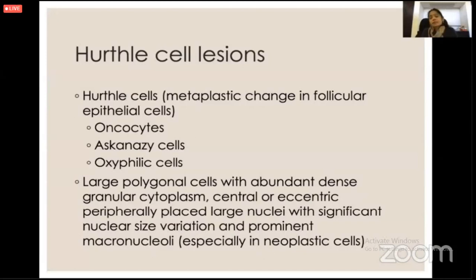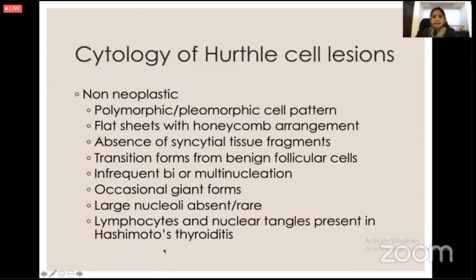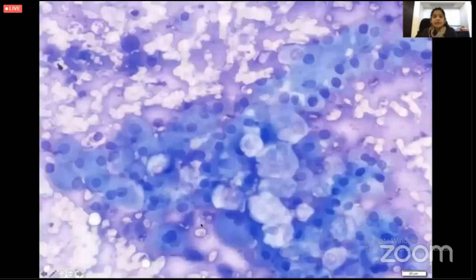Always remember that you can have Hurthle cells in the non-neoplastic, like goitres, Hashimoto, Graves, and that's how that sort of cutoff criteria is very, very important. And then the neoplastic categories are these ones. So in the non-neoplastic, they're still flat, they form that syncytia, and they're not too much. They're not just that sort of monoclonal population. And you will have other associated features.